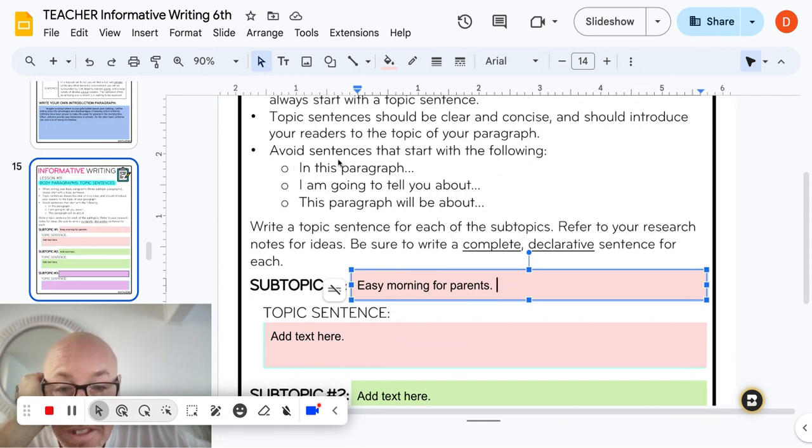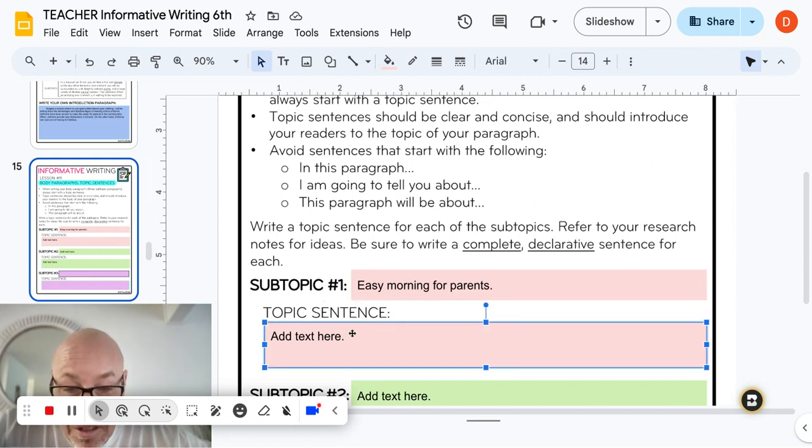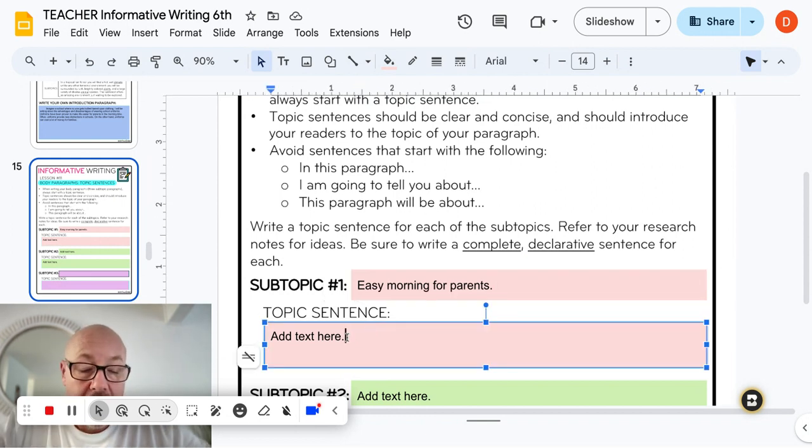You can avoid sentences like this. A topic sentence should be clear and concise and should introduce your readers to the topic of your paragraph. Avoid sentences like, in this paragraph, I'm going to tell you, or this paragraph will be about. Write your topic sentence for each subtopic. Refer to your research and be sure to write a complete declarative sentence for each topic. How about something like this?